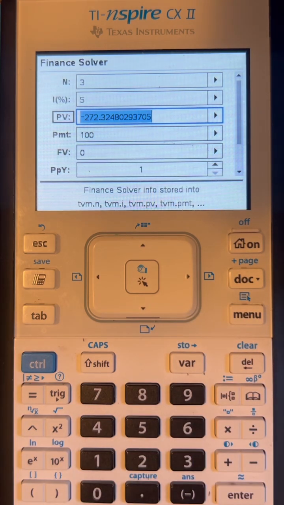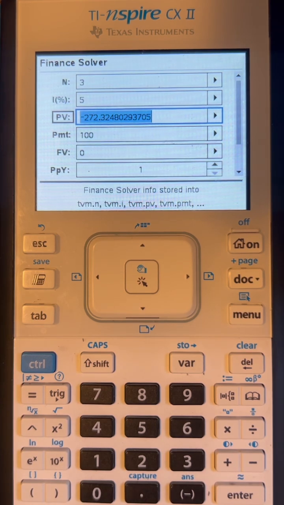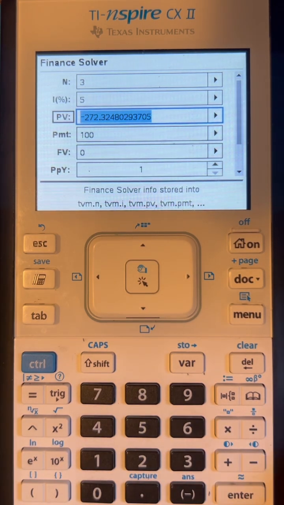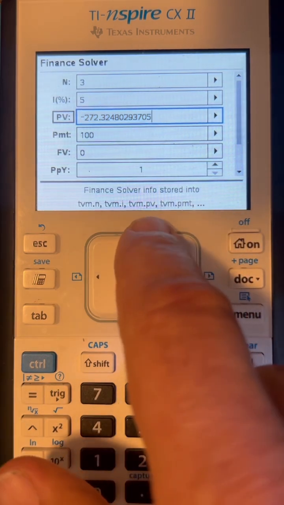Okay, so to show you this, we saw that with a 10% interest rate, you're better off taking the $260 lump sum payment today. With a 5% interest rate, you're better off taking the annuity of 3 $100 payments over the next 3 years. What interest rate will make you indifferent between the two? Okay, so now we want to solve for the interest rate.